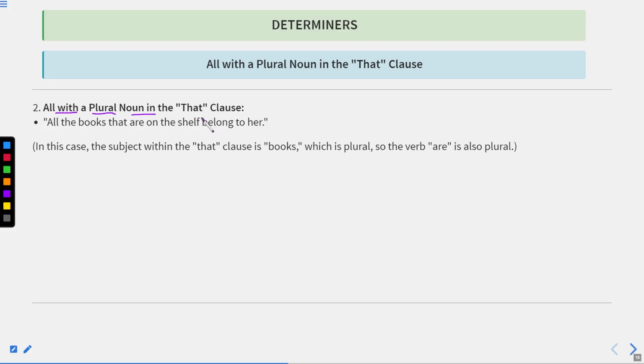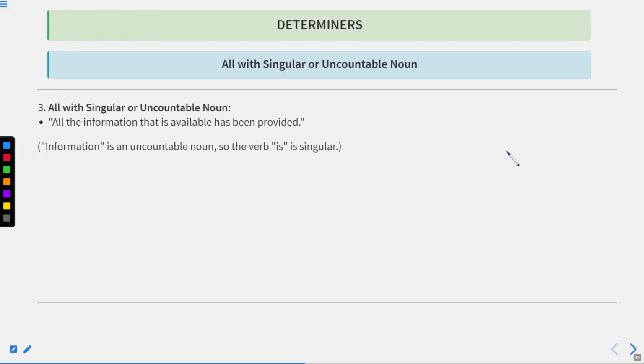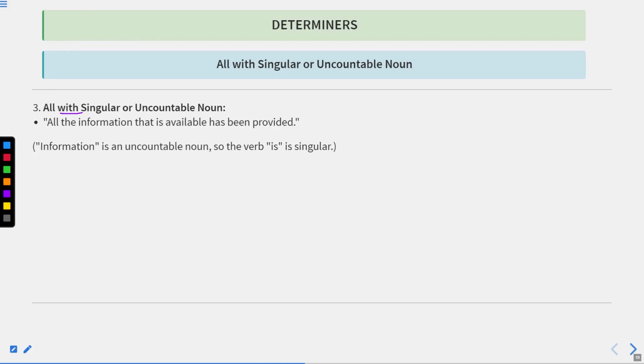All with a plural noun in that clause. All the books that are on the shelf belong to her. In this case, the subject within the that clause is books, which is plural, so the verb are is also plural. All with singular or uncountable nouns. All the information that is available has been provided. Information is an uncountable noun, so the verb is singular.